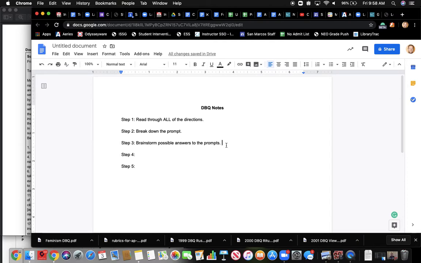So again, steps 1 through 3 is before you even read the documents. So step 1, read all of the directions. Step 2, break down the prompt. Make sure you understand it. Step 3, brainstorm possible answers to the prompt. Again, priming yourself to get ready to answer the question and to read through the documents. Step 4, this is when you start to read and analyze the documents.